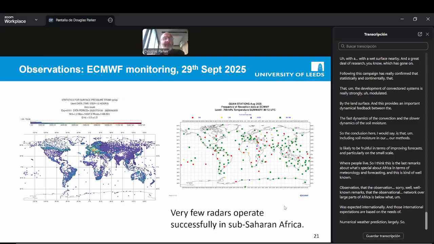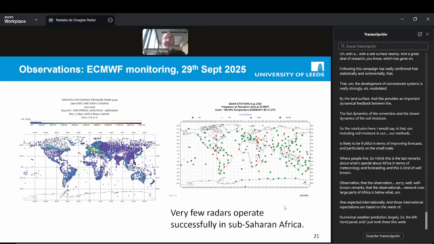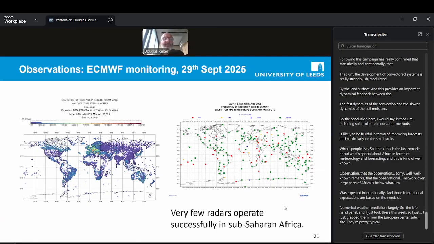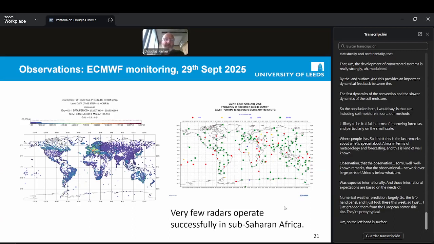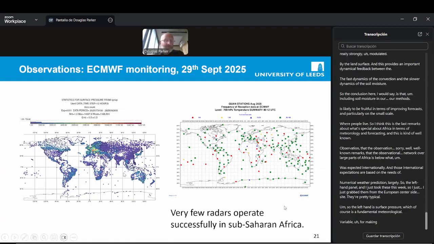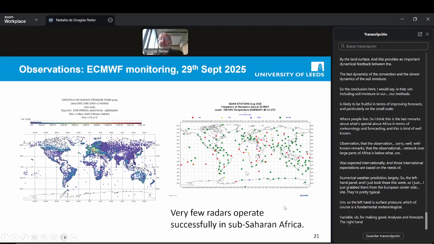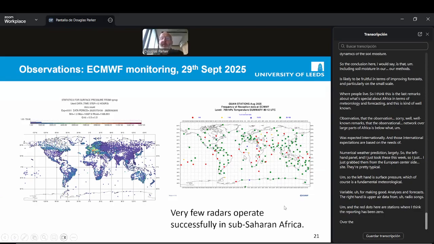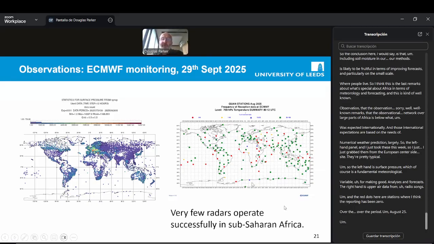So the left-hand panel, and I just took these this week, so I just grabbed them from the European Centre site. They're pretty typical. So the left-hand is surface pressure, which of course is a fundamental meteorological variable for making good analyses and forecasts. The right-hand is upper air data from radiosondes. And the red dots here are stations where I think the reporting has been zero over the period August 25. So you can see a lot of gaps over Africa, and this is well known.